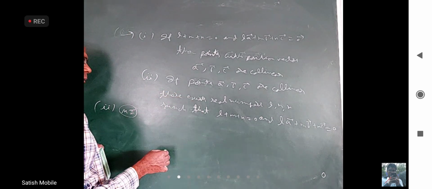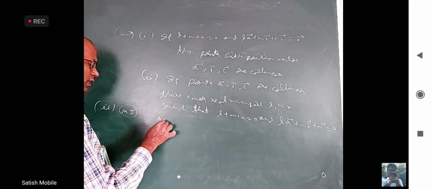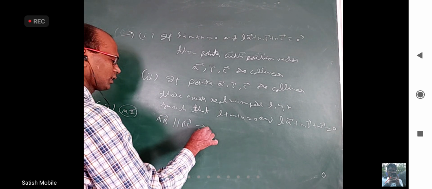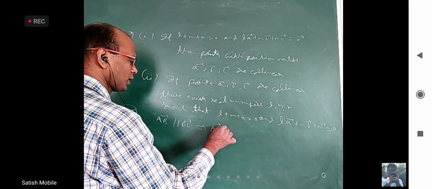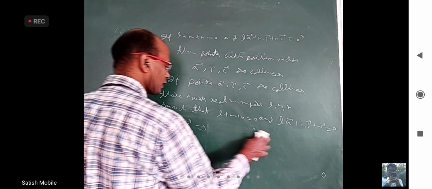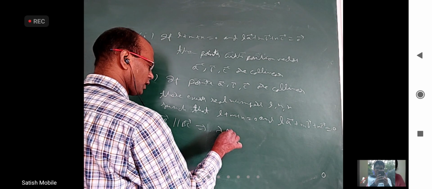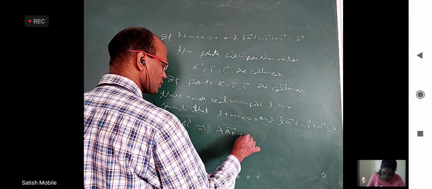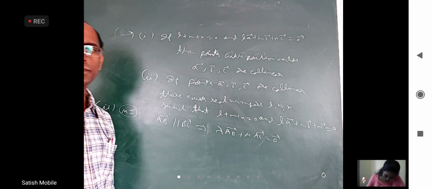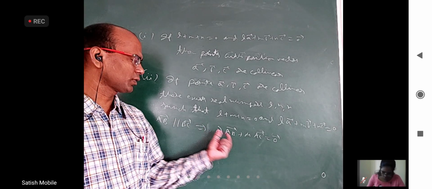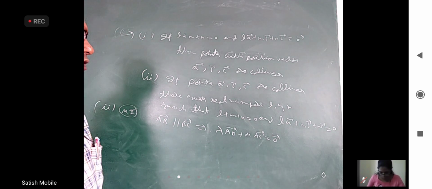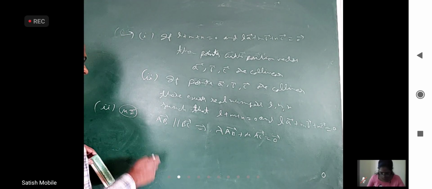To prove the second statement: if really A, B, C are collinear, then definitely AB bar is parallel to BC bar. That means definitely I can write AB bar is equal to some lambda into BC bar, or I can write lambda AB bar plus mu AC bar equal to 0. Whenever two vectors are parallel, some real number into first vector, some real number into second vector, where both are not simultaneously 0, fine. When I open this, what will come?